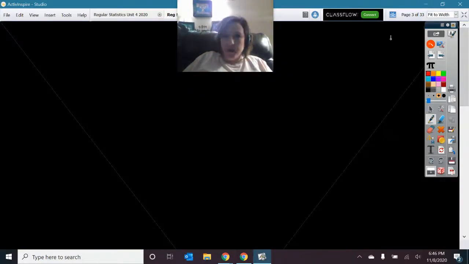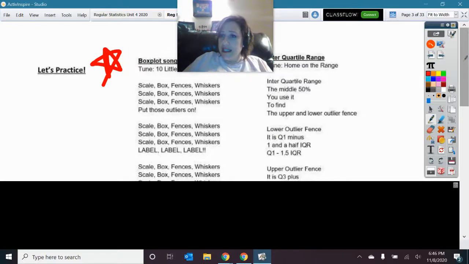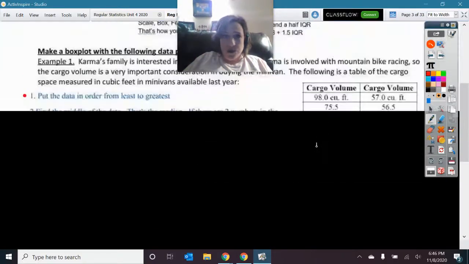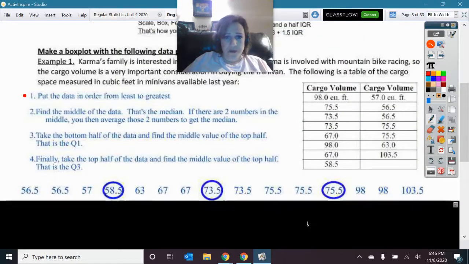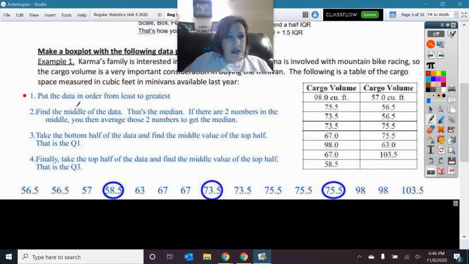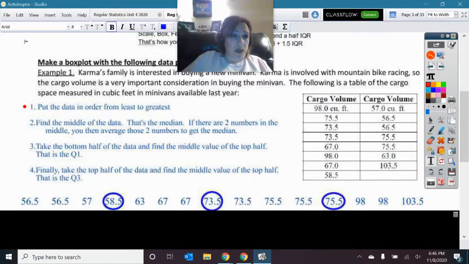So first step, put the numbers in order from least to greatest. So that's what we did first. There we go. Okay, next. So let me think. How many pieces of data were there? I think there was 15. 1, 2, 3, 4, 5, 6, 7, 8, 9, 10, 11, 12, 13. Yep, 15 pieces of data. So you remember what I do to figure out which one is going to be my median? I go 15 divided by 2, okay, and that equals 7.5.